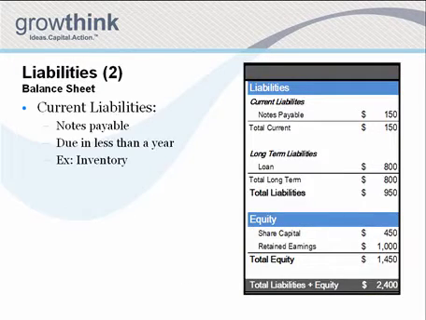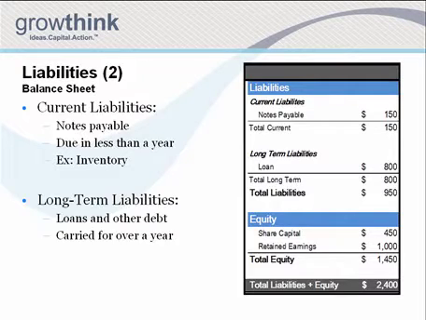So the liabilities portion of your balance sheet, current liabilities, these are things that you owe that need to be paid in less than a year, such as notes, which are debt that you owe. Current liabilities could also be inventory that has already been purchased from you that you need to deliver within the next year, which could be considered a liability. Your long-term liabilities could be your longer-term loans or other debts, a 7-year SBA loan maybe. These are things that are carried for more than a year.